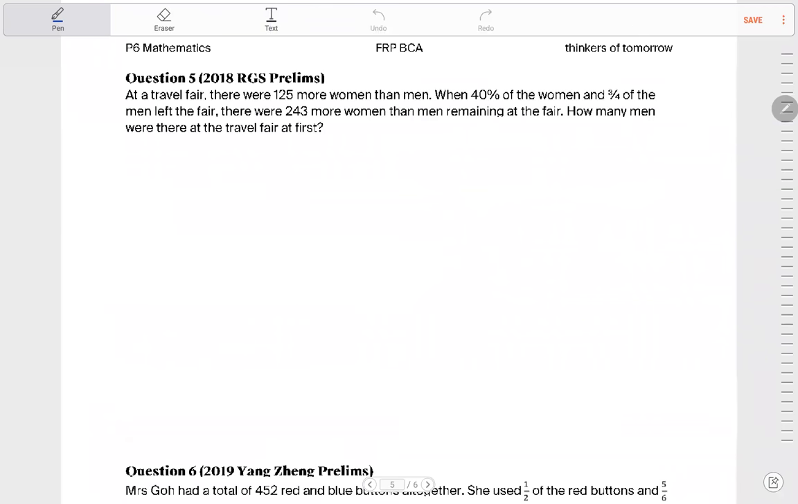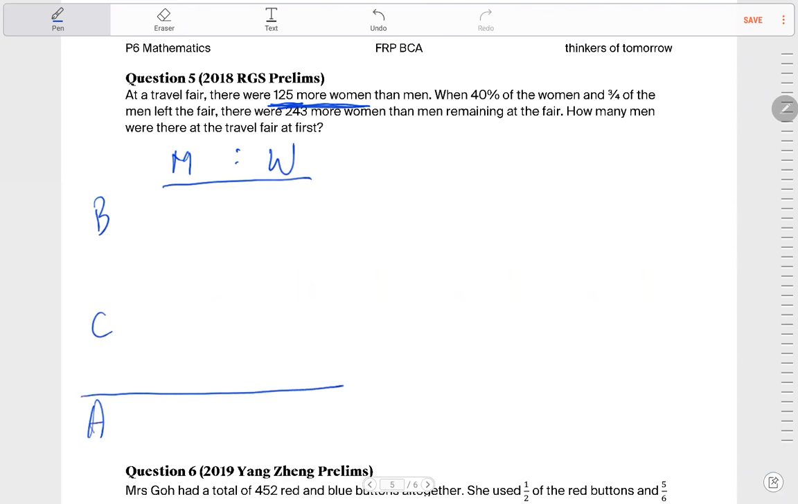Okay, so this was the 2018 IGS prelims question. You'll notice that it's very similar to the question we did before. Again, what you're looking at is 125 more women. So if I were to put men and women into a BCA table, again, same thing. You can allow men to be 1U and women will be 1U plus 125.